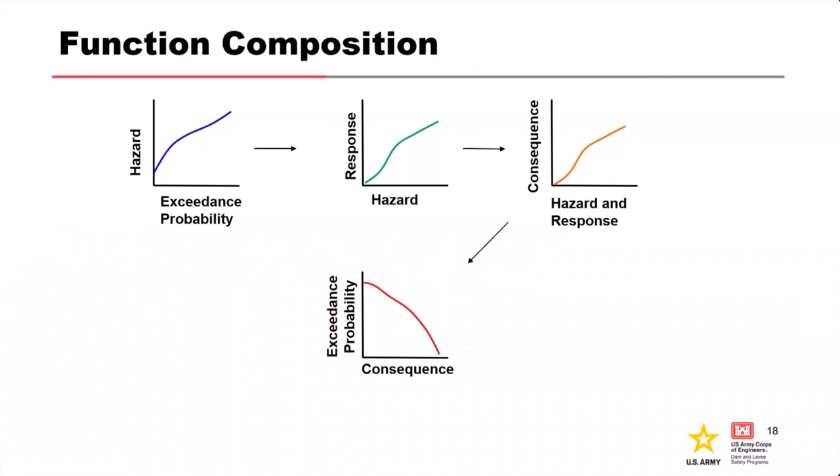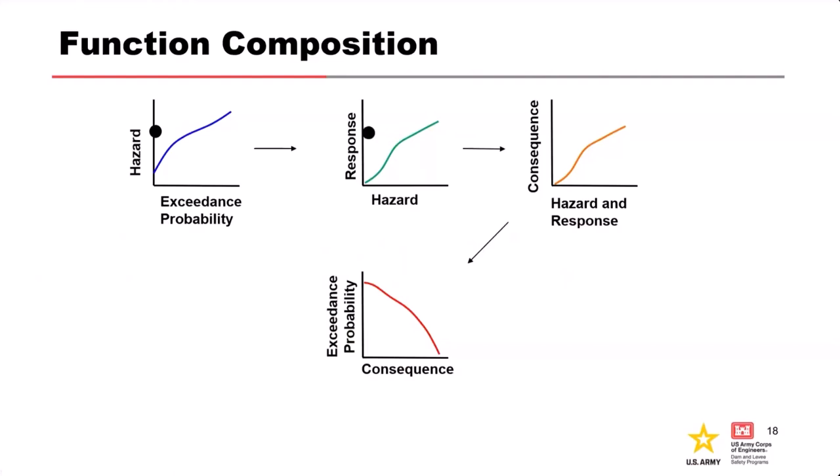All right, so how does the risk equation work? This is another graphic depiction of how the risk equation works. Again, we have the three input functions: hazard, performance, and consequences. And what we're basically doing is, in a sense, combining these functions, right?